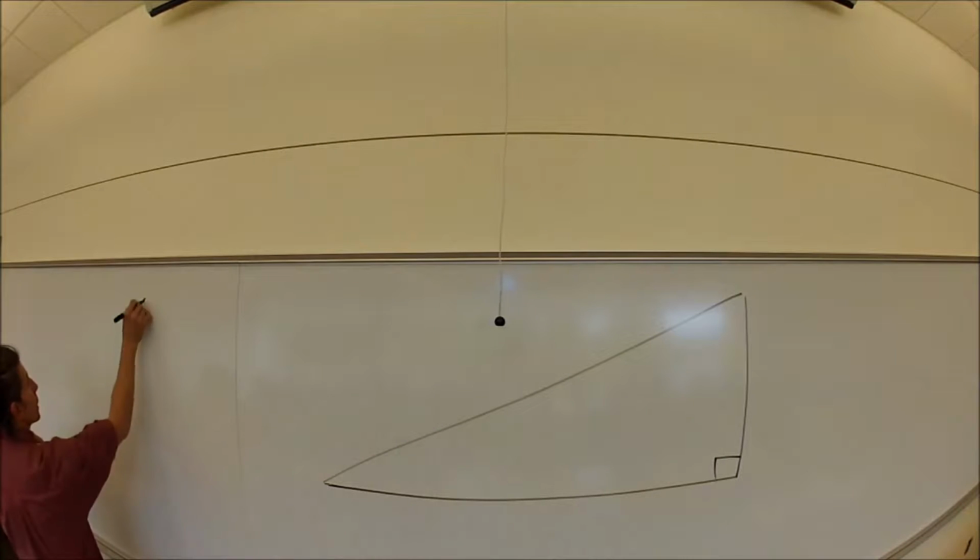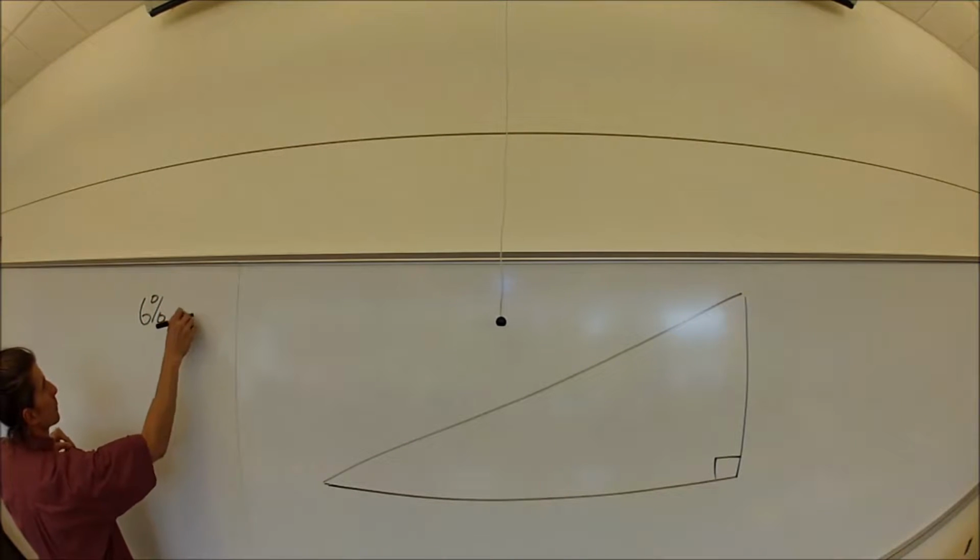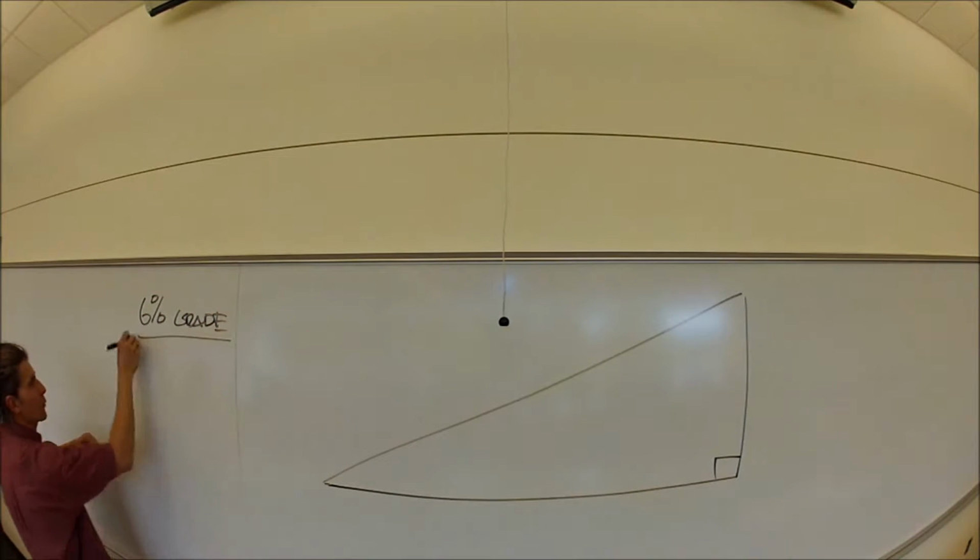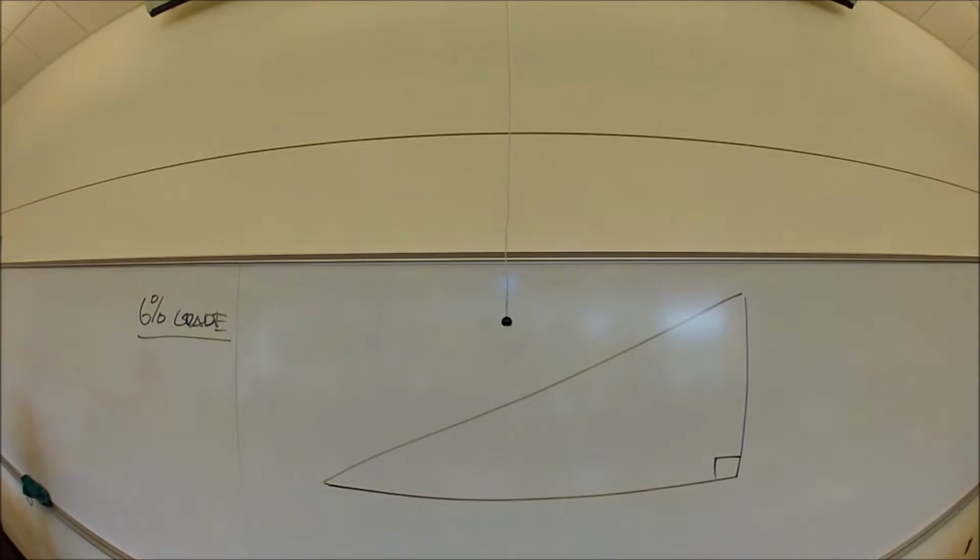Now the question is, where is the 6%? 6% grade, because we often encounter these as we go through our driving over the passes, coming in from the east, from the west. Okay, so where's the 6%? What does 6% mean?